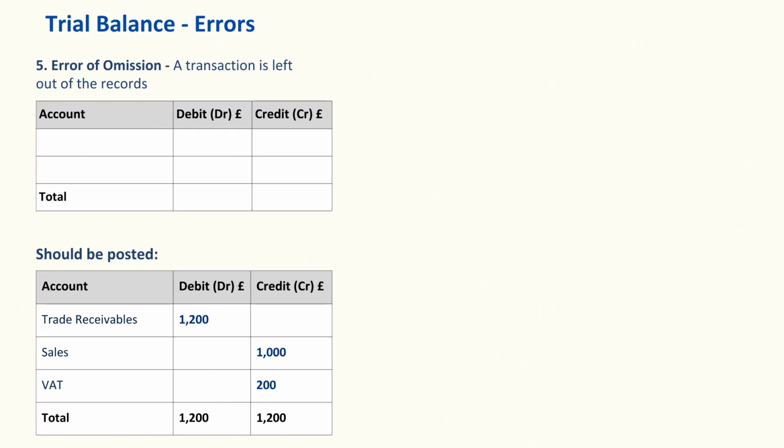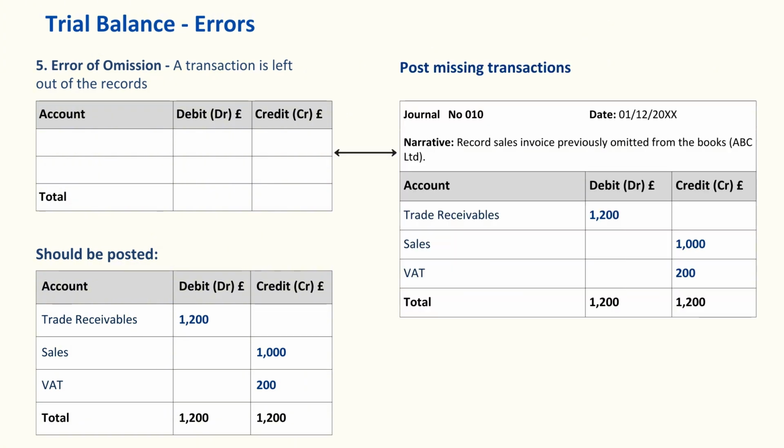How to correct an error of omission? Since nothing was entered, there is nothing to reverse. We simply need to post the correct entry in full, as if doing it for the first time. Debit trade receivables £1,200, credit sales £1,000, credit VAT output £200.